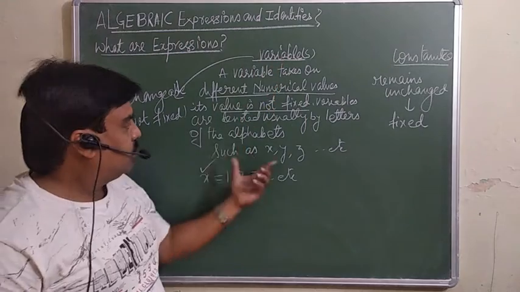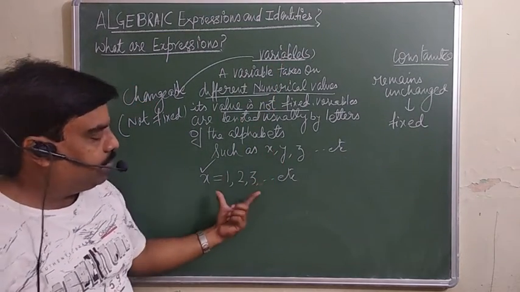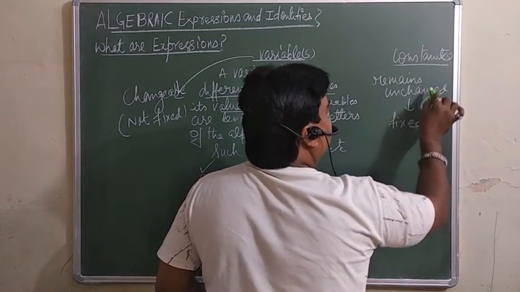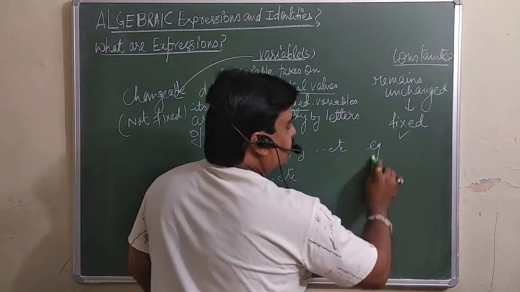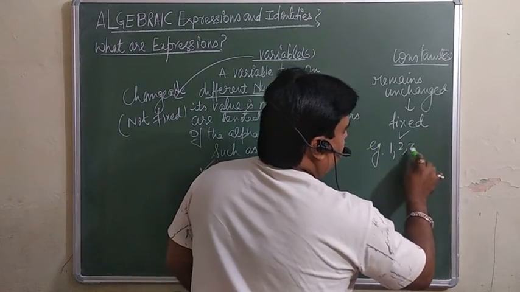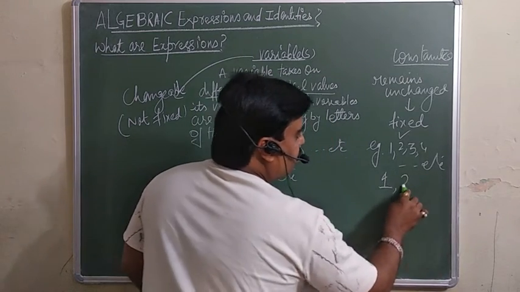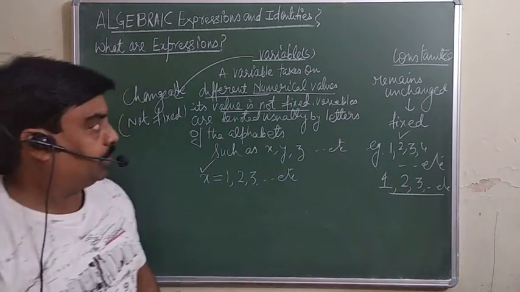So variables are not fixed, they are changeable. Every time the value of x, y, z may change. But a constant remains unchanged. They are fixed. They are not going to change. For instance, like 1, 2, 3, 4. All these are constants, because 1 will remain 1, 2 will remain 2, 3 will remain 3. It is not going to change. So these are constants.